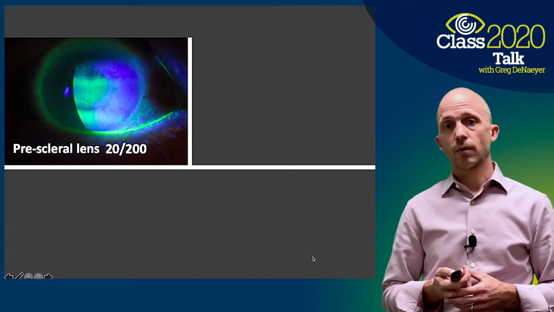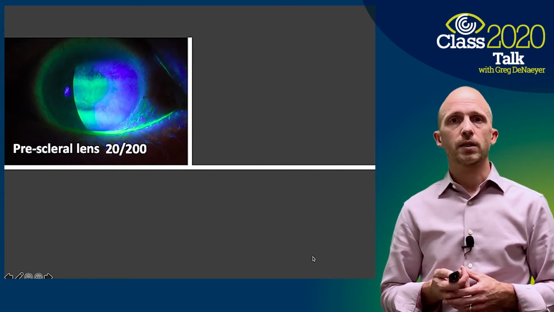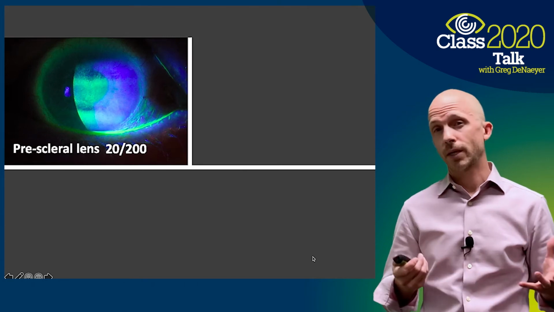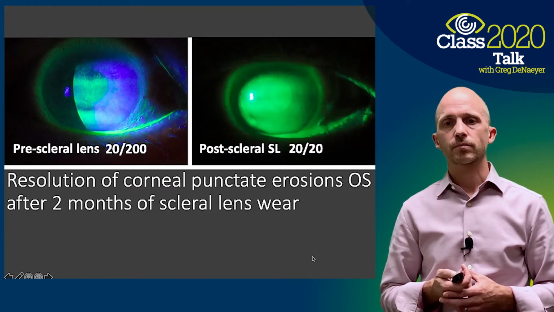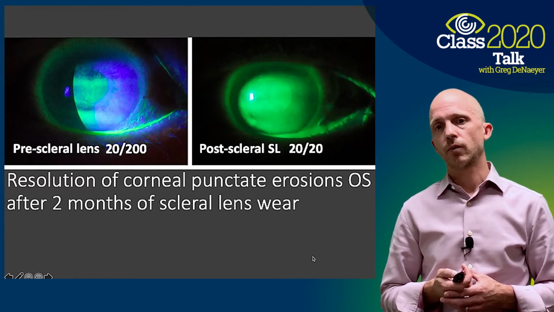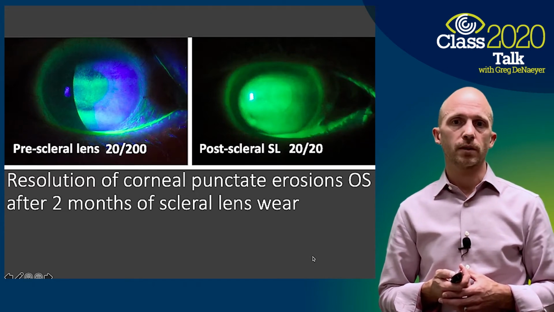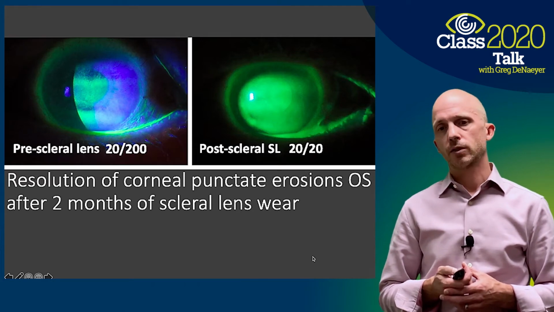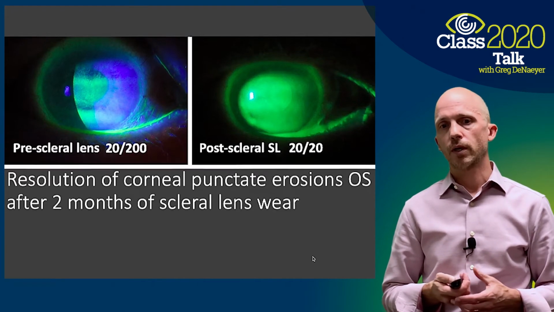This was her cornea before with those severe punctate erosions. Again, she's only best corrected to 20/200 at this point. And then this is her cornea after 2 months of scleral lens wear, and we can see complete resolution of her punctate erosion. So quite a dramatic turnaround, and again, her vision's 20/20.